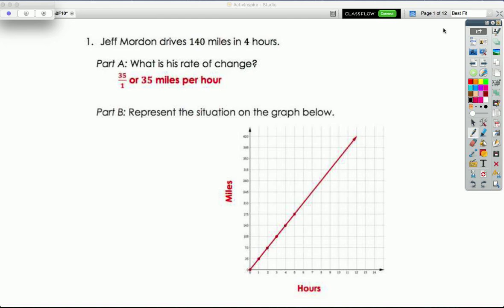Part B says represent this situation on the graph. Okay, so that's telling us that at 0 hours, didn't go any miles, but 1 hour later, should have went 35 miles. 2 hours later would have went 70 miles, and then it will increase by 35 every time. So it goes up 35 over 1, up 35 over 1. So you just needed to plot a couple good points showing that your rate of change was 35.